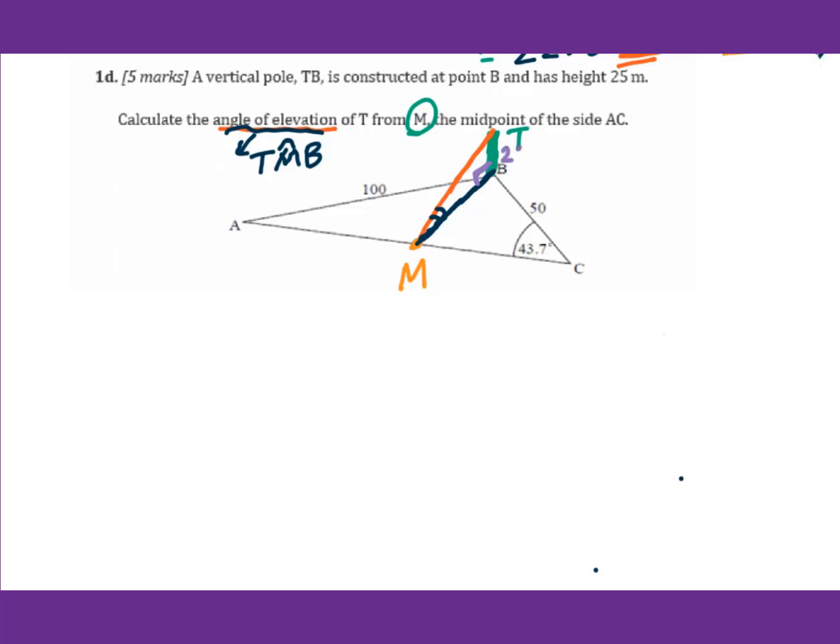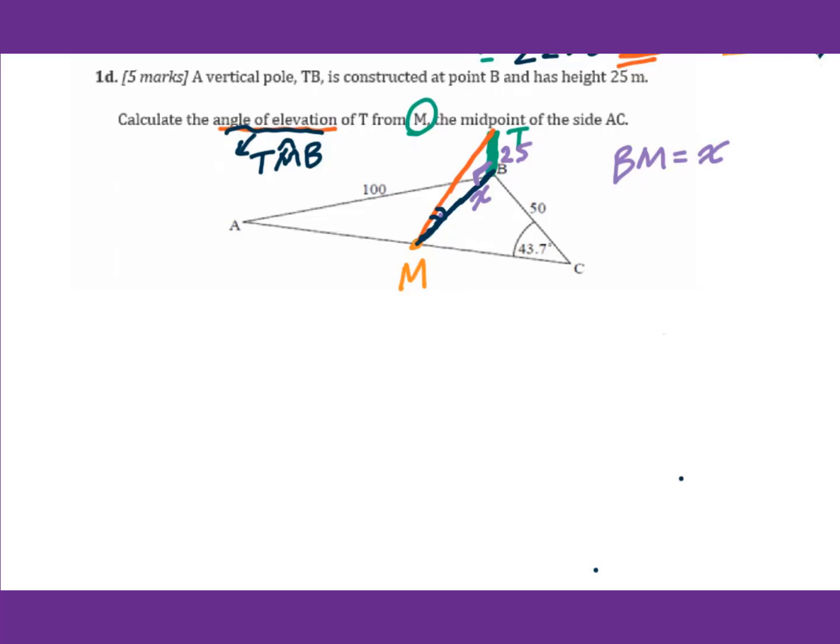We know this is a 25. We're looking for this angle TMB. You have to figure out MB first. Let's label this as X. BM equals X.